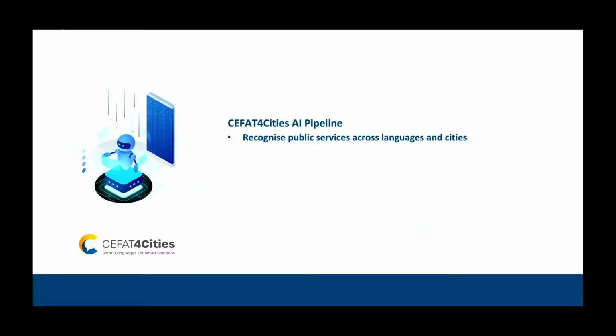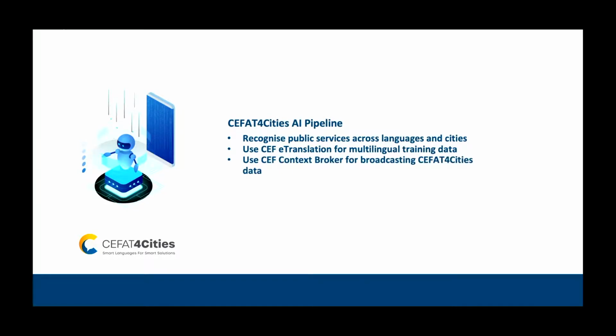To achieve all this, we put AI at work. We teach the AI how to recognize public services across cities and languages. We use the CEF e-translation service to assist us in obtaining multilingual training data. We use the CEF Context Broker to publish all information on local smart cities networks. By doing so, we will effectively create a European Internet of Public Services.